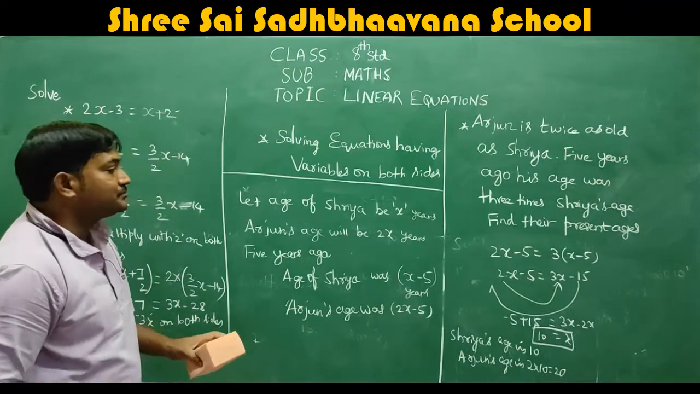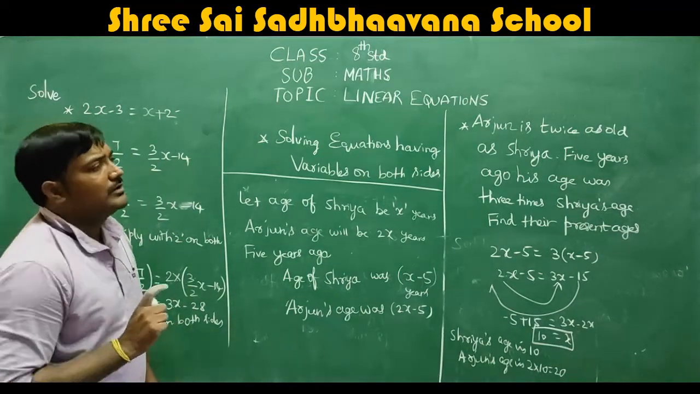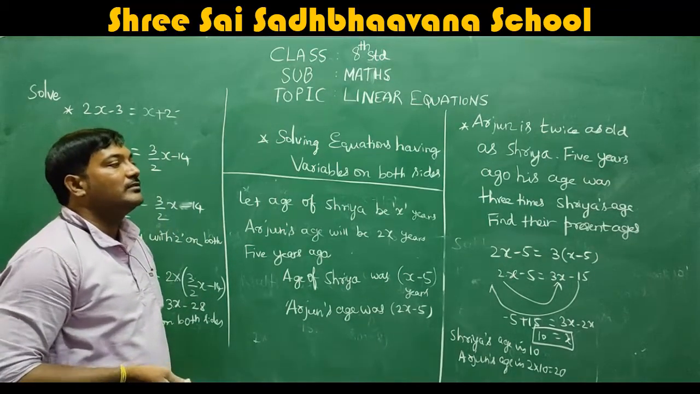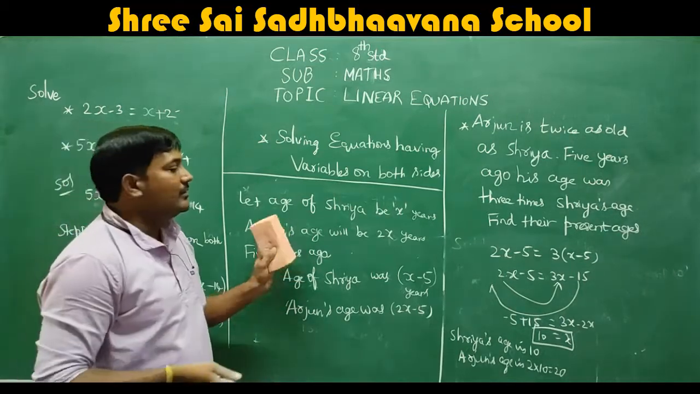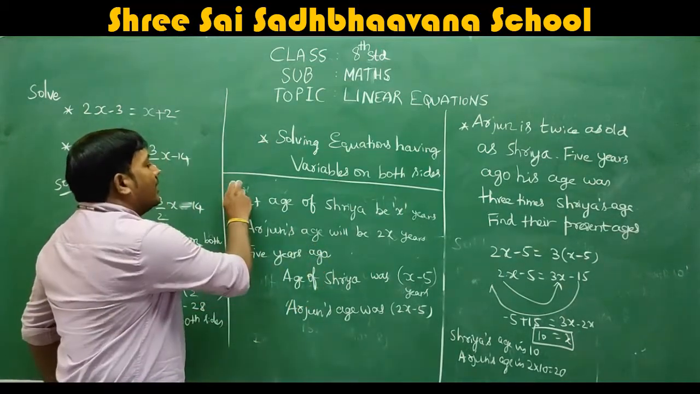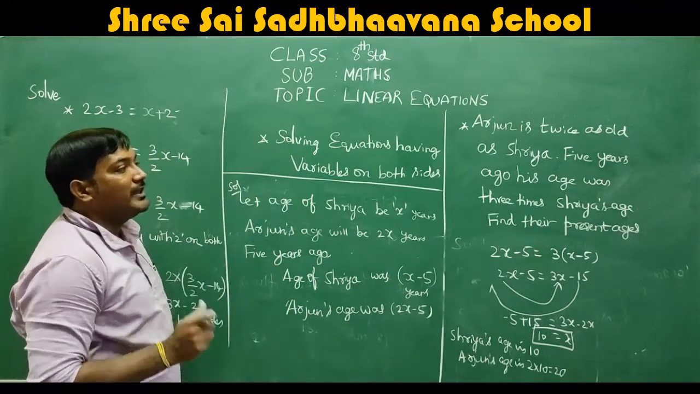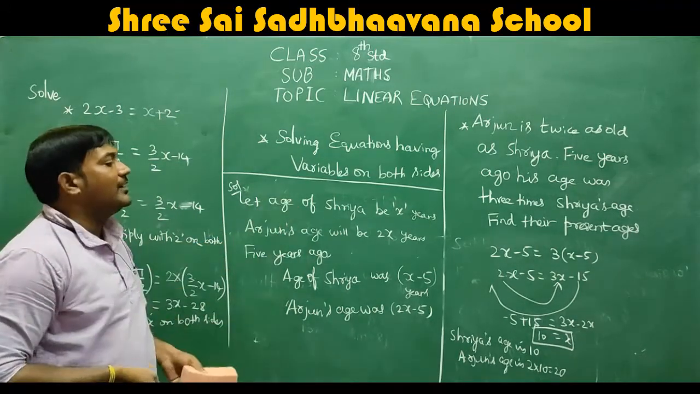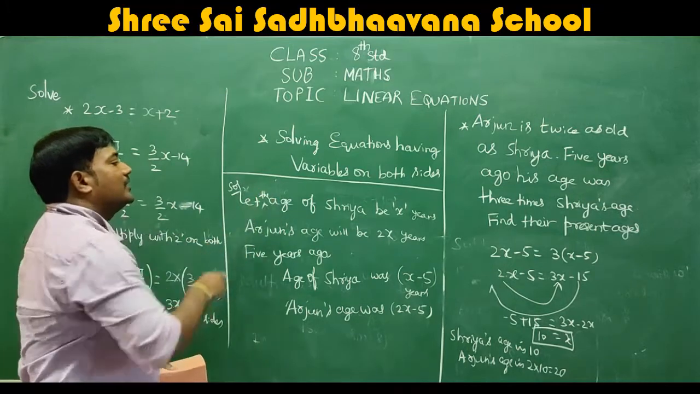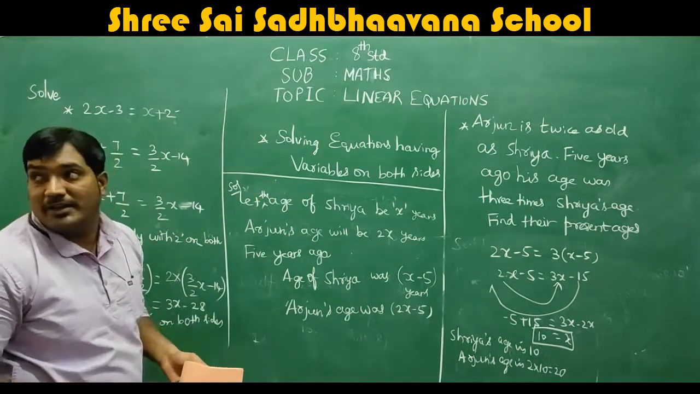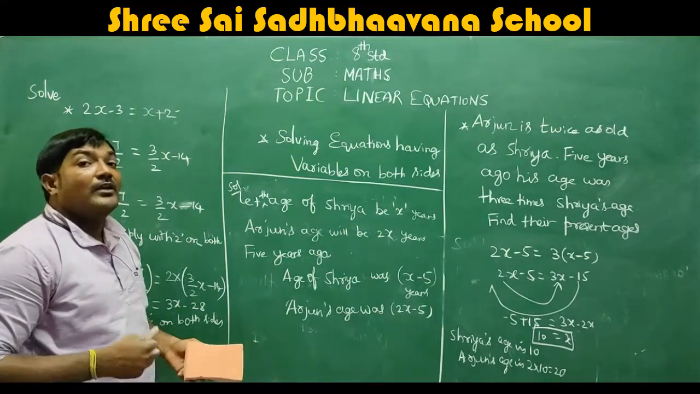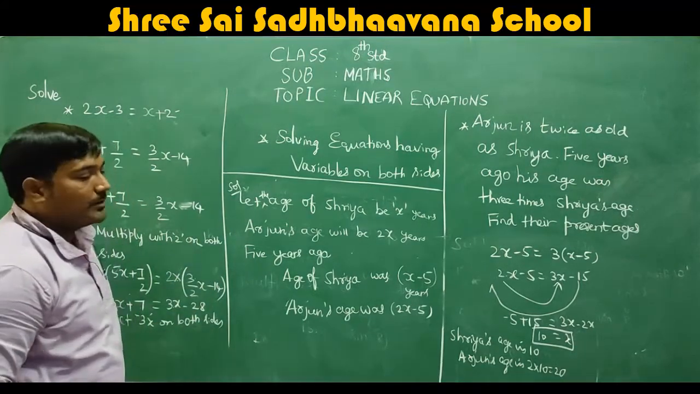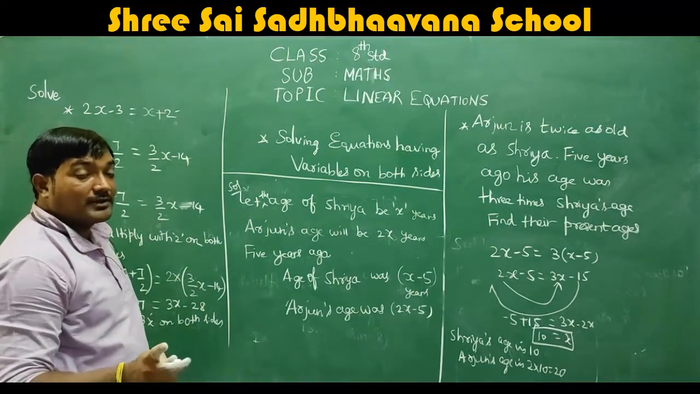Okay, I'll just repeat once again. What is the condition? What is the sum given? Arjun is twice as old as Shriya. 5 years ago, his age was 3 times Shriya's age. Find their present ages. See here, in the sum it is clearly told that Arjun's age is related to Shriya's age. So let the age of Shriya be x years. Arjun's age will become twice Shriya's age, which is 2 times x. It's according to the condition I'm taking. Twice means 2 times, thrice means 3 times.